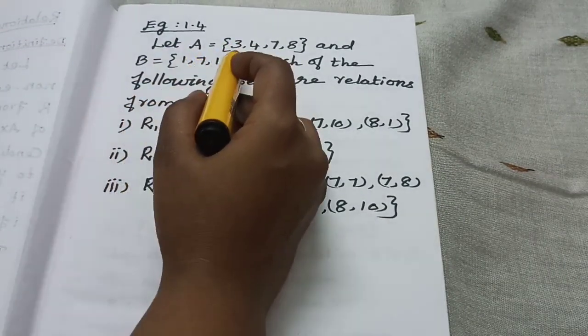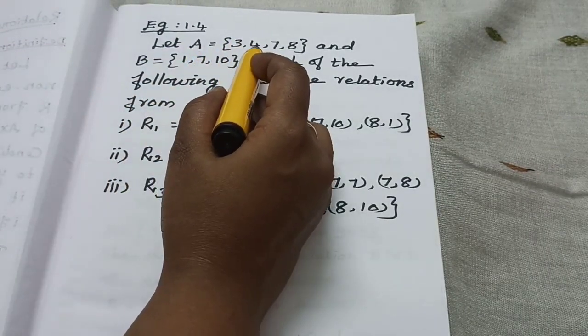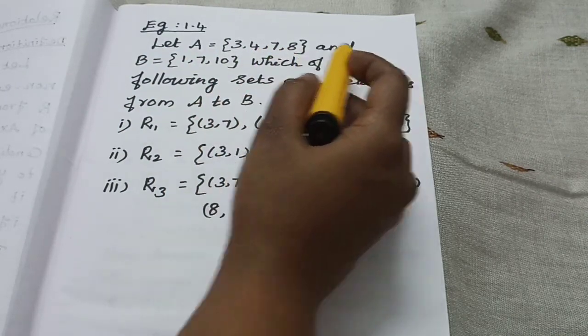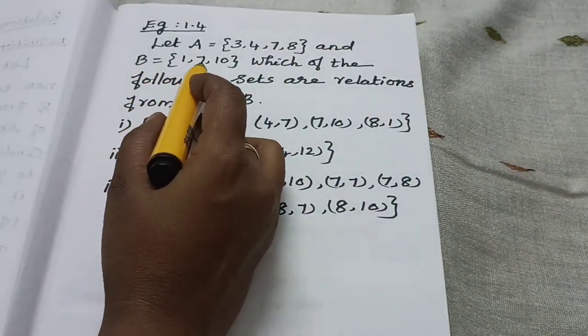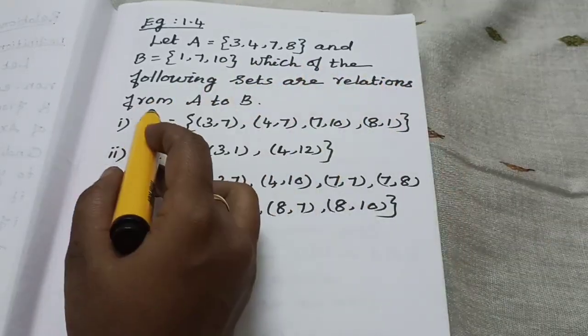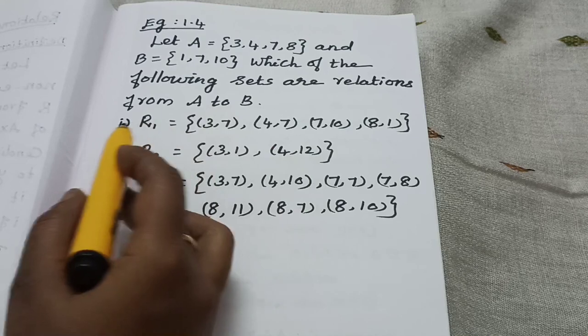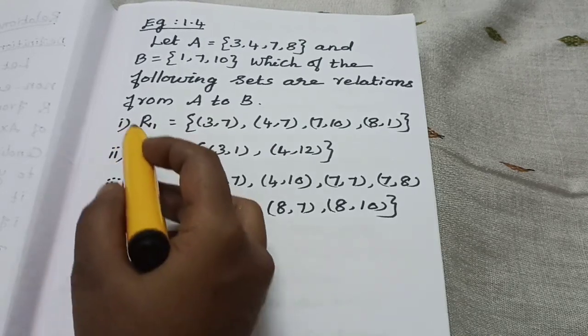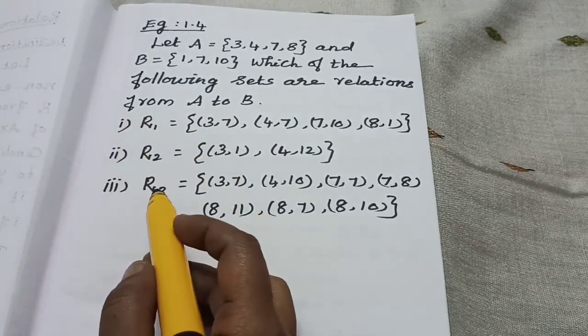Now let's see example 1.4. Let A be equal to the set of 3, 4, 7, 8 and B is equal to 1, 7, 10. Which of the following sets are relations from A to B? Then here 3 subdivisions are given.